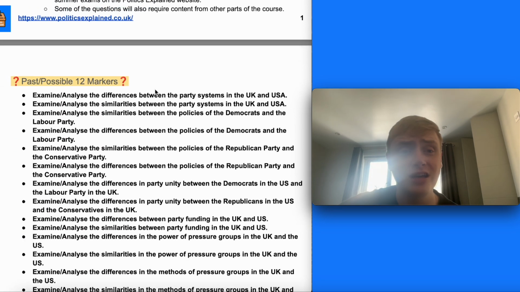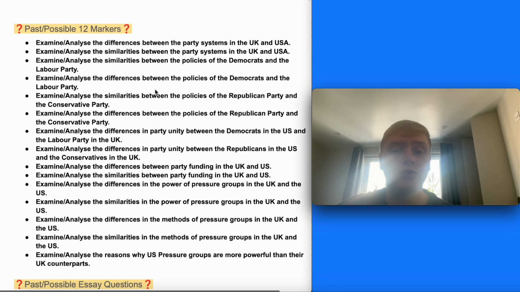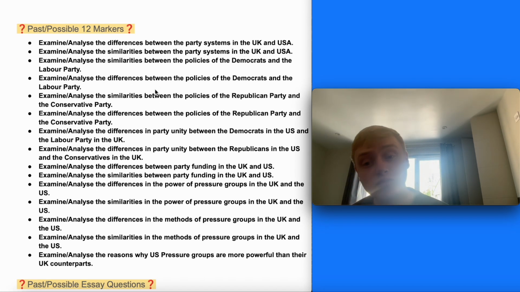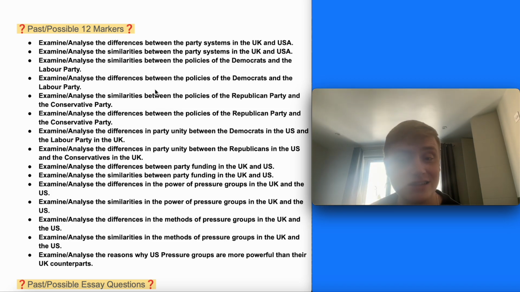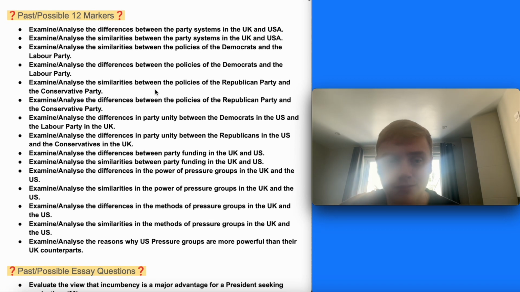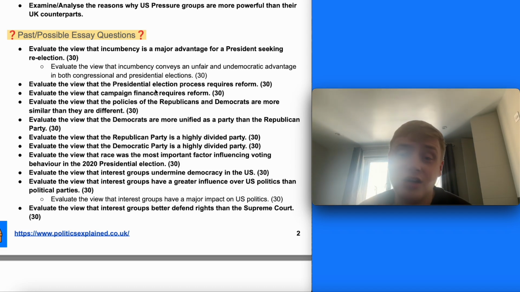In terms of potential essay questions, similar to the Democratic Party questions, you can get 12 markers comparing the Republicans with the Conservatives. You get more general 12 markers comparing the parties in the US with the parties in the UK in terms of their policies, or potentially within their factions and how divided they are. And on the 30 markers, you can get a question just on the Republican Party, potentially whether it's highly divided.